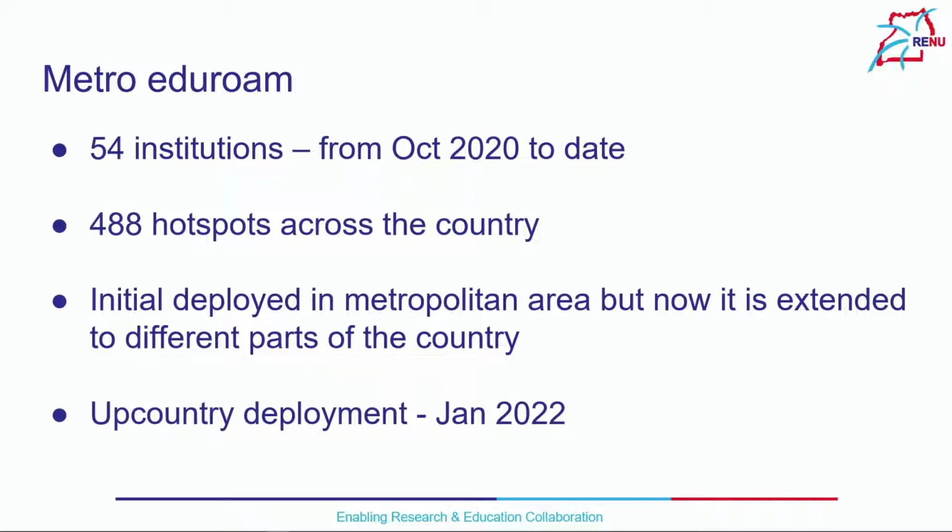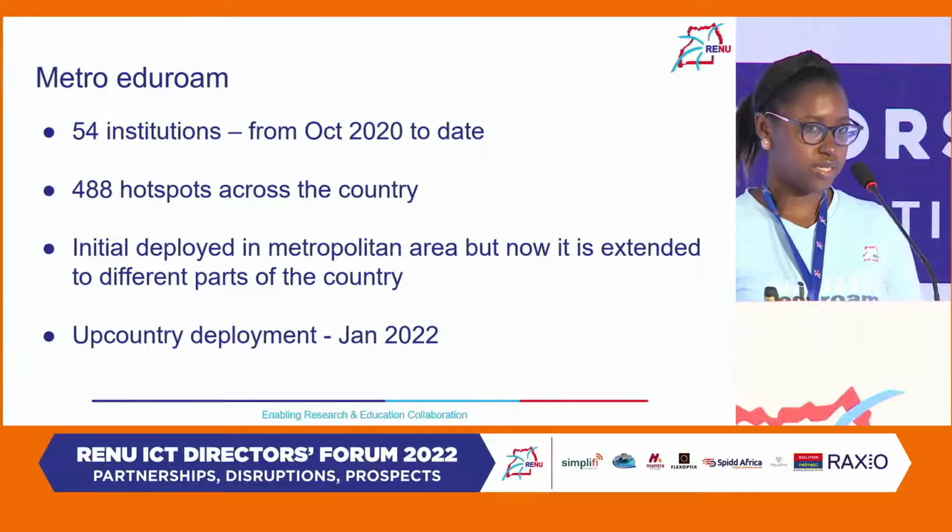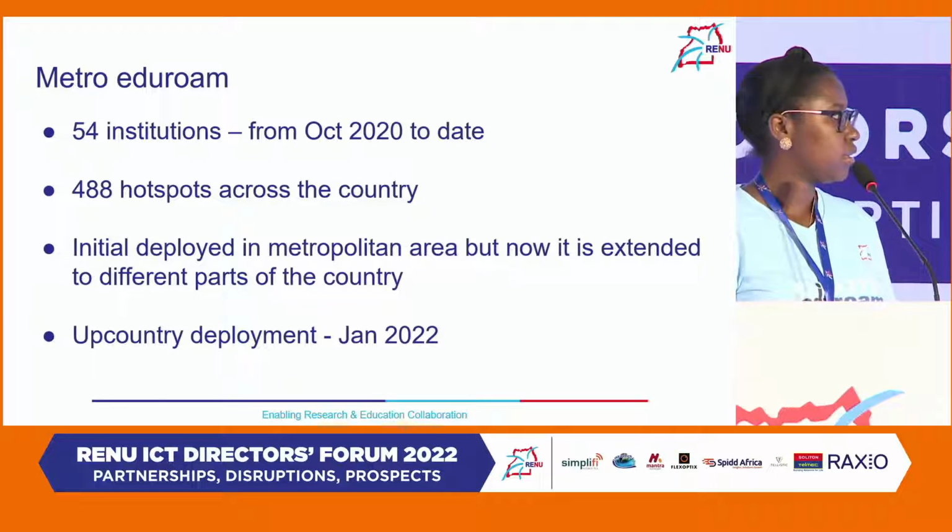Initially when we introduced it, we had restrictions in movement and all that, so we decided to first deploy it in the central region. That was basically Kampala, Entebbe, and Mukono. First, it was a test drive because we didn't know what would come out of it. But after monitoring and seeing the usability, we noticed that this could be a good service for our member institutions. So it was later deployed in the upcountry areas, around January 2022. And across the country, we have approximately 488 hotspots, which are outside the institutions.